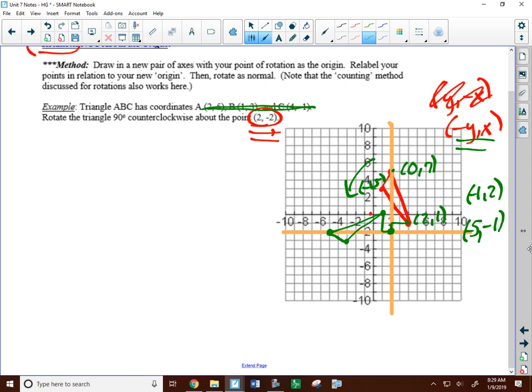Okay, so the only new thing I did was drawing a set of new axes around the point of rotation. That's it. Everything else is the same. So, is there an answer on that one? Thoughts?